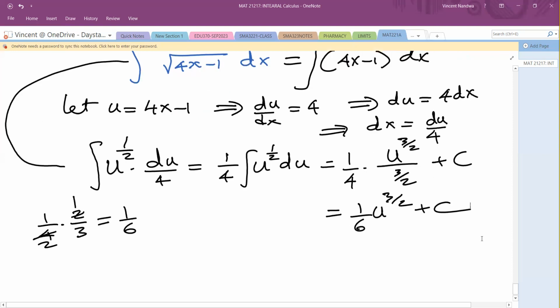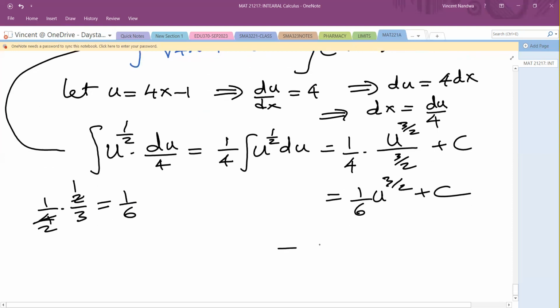So therefore, the final answer will be 1 over 6, times (4x minus 1) raised to power 3 over 2, plus c.